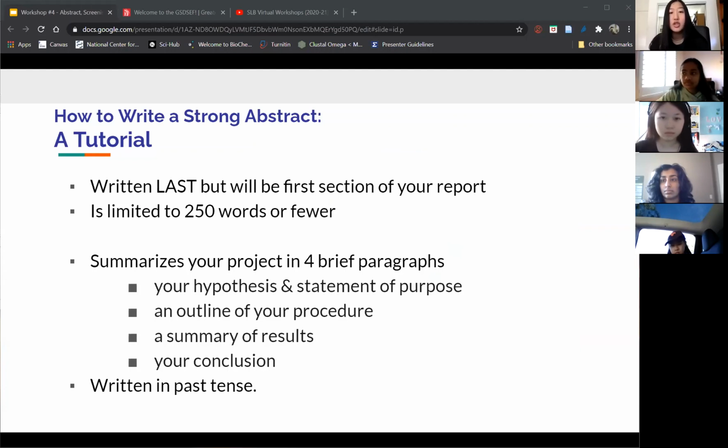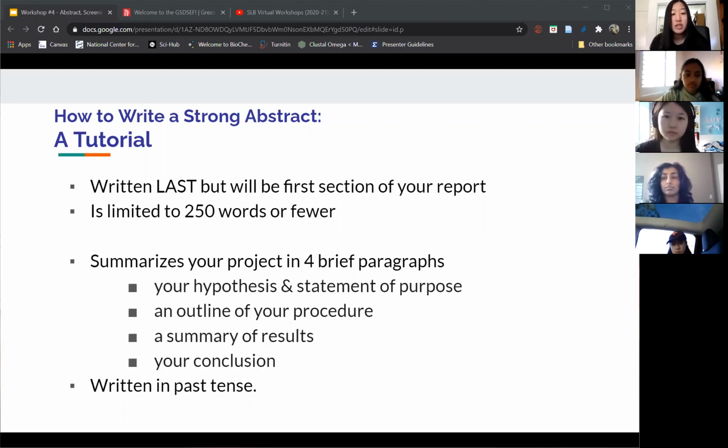At our fair, it's limited to 400 words, but we recommend being able to write it shorter because higher fairs are even stricter in word count. You want to summarize your project in 4 small paragraphs. That includes your hypothesis and statement of purpose, your procedure, results, and conclusion or interpretation.